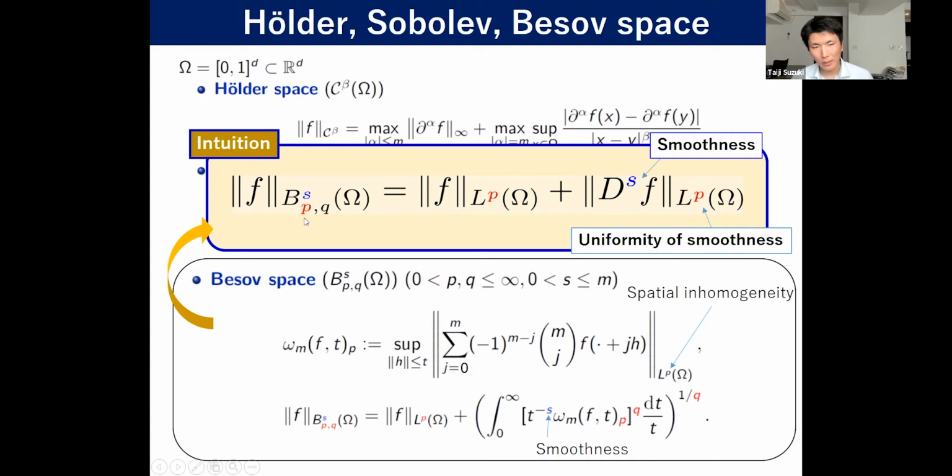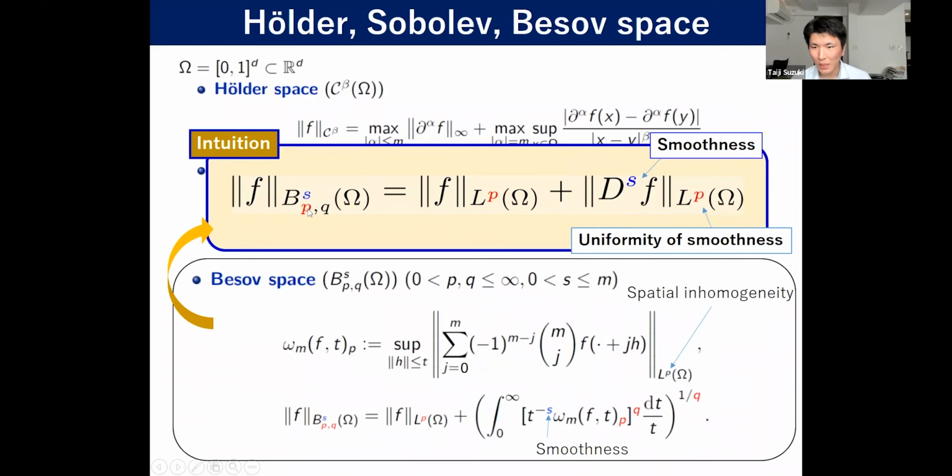The Besov space is characterized by three parameters, S, P and Q. Here the important parameters are S and P. S represents the same quantity as in the Sobolev space. The function f in the Besov space is roughly S times differentiable, so S controls the smoothness. If S is large, the function f is higher order differentiable, which means the function f is smooth. In an extreme case, if S is infinity, the function f is infinitely differentiable, so it is very, very smooth.